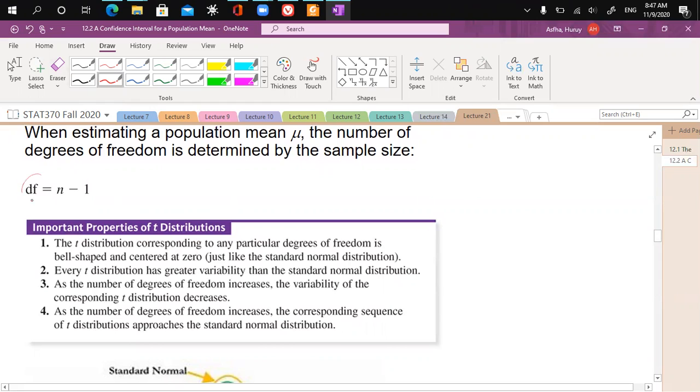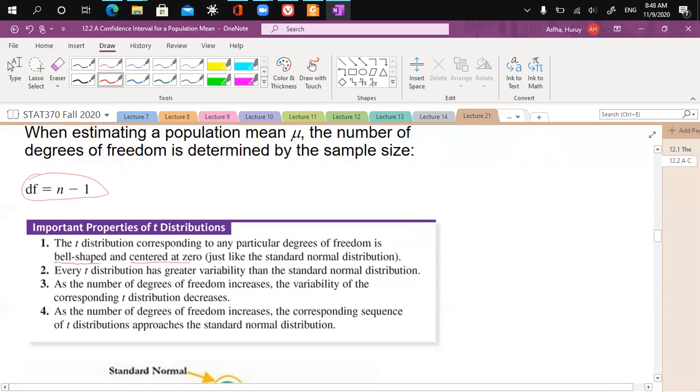Okay, the degrees of freedom is given by this always, by the way. It's given by n minus 1, where n is the sample size. The t distribution corresponding to any particular degrees of freedom is bell-shaped and centered at 0, just like the standard normal distribution. So the center is always at 0 and still it's bell-shaped. So it's very similar to the standard normal distribution.